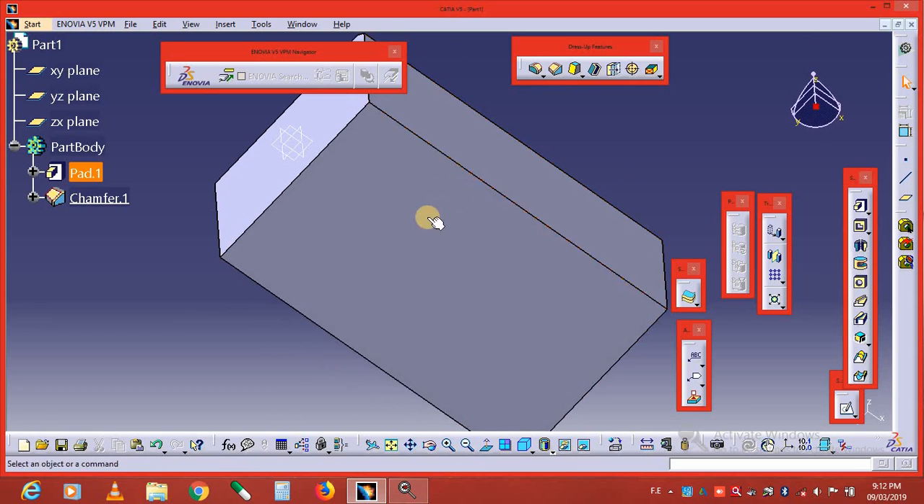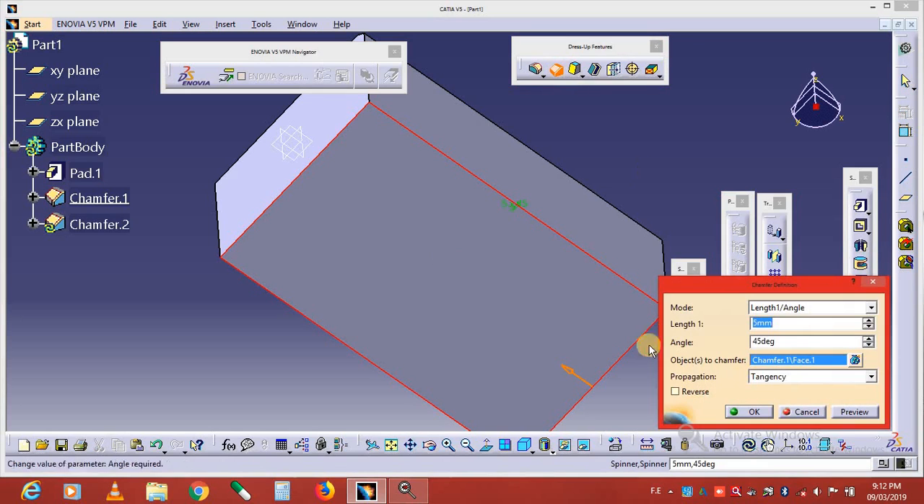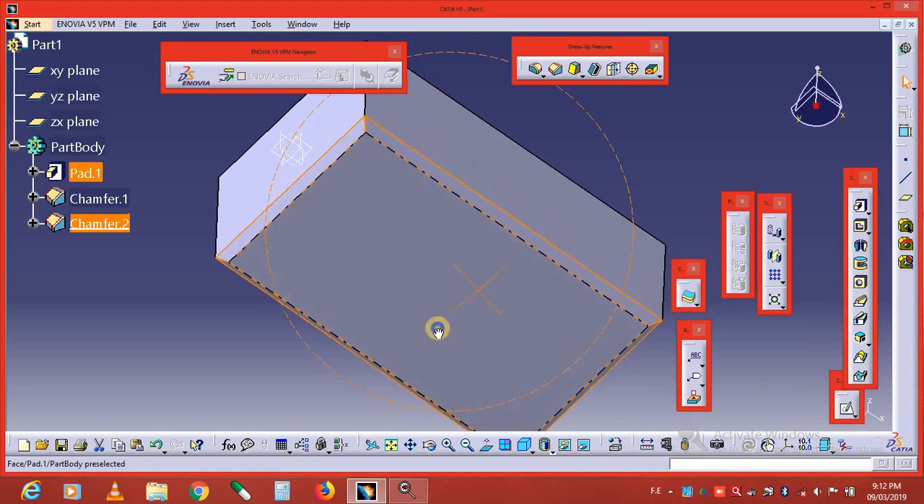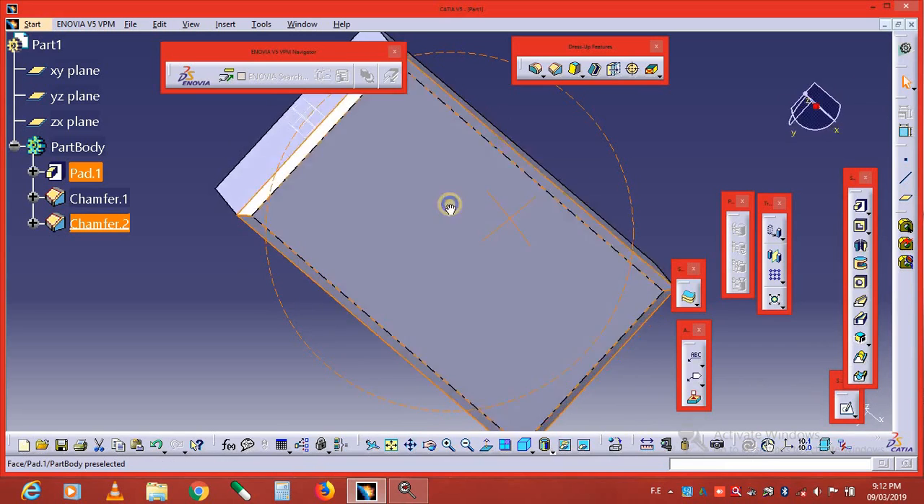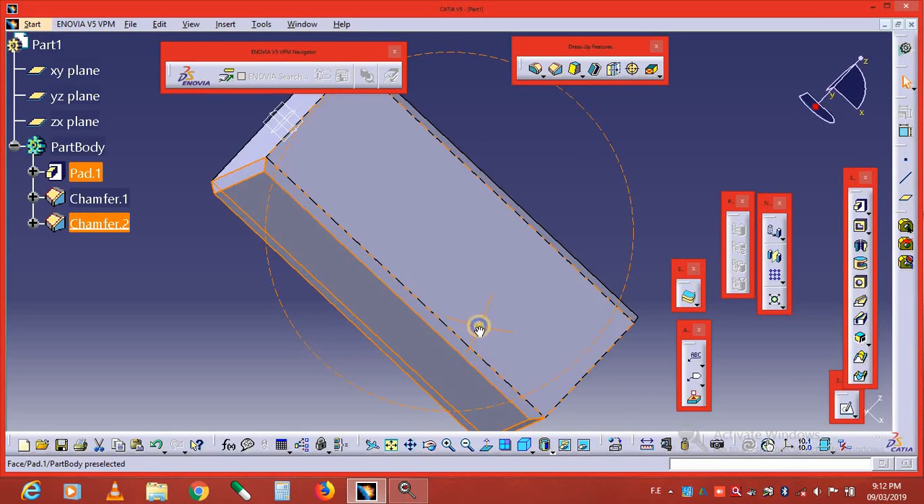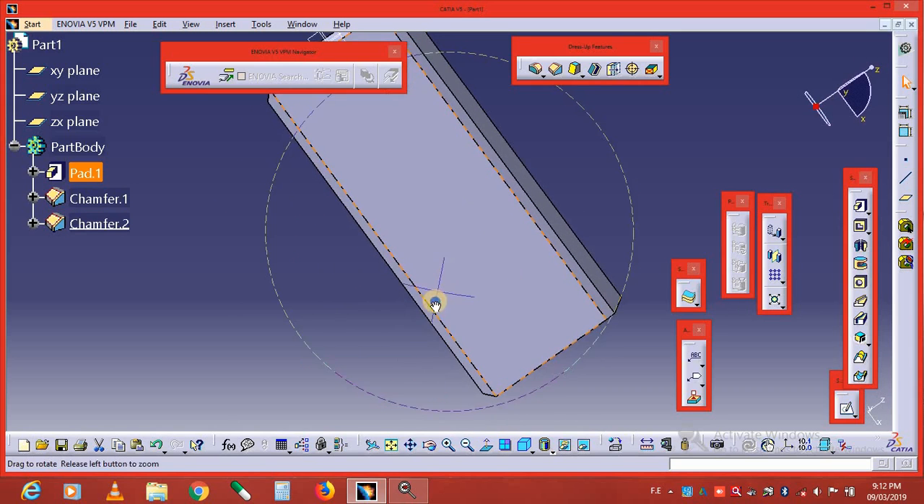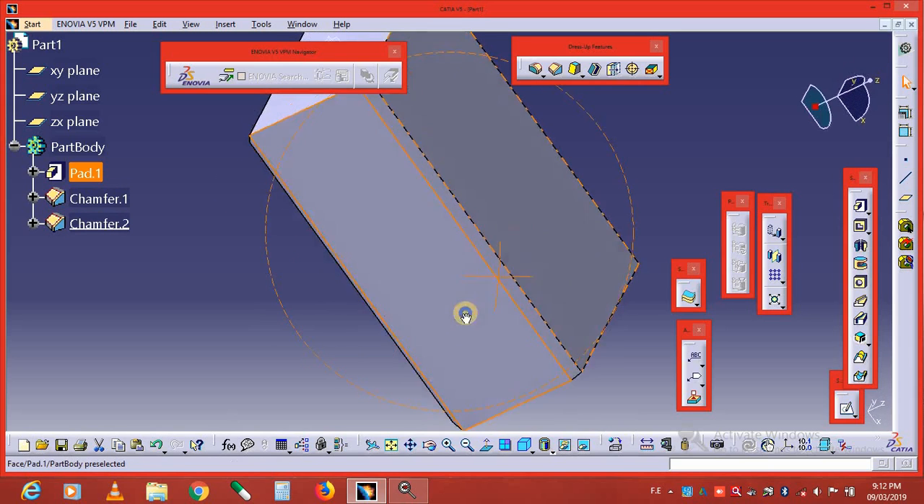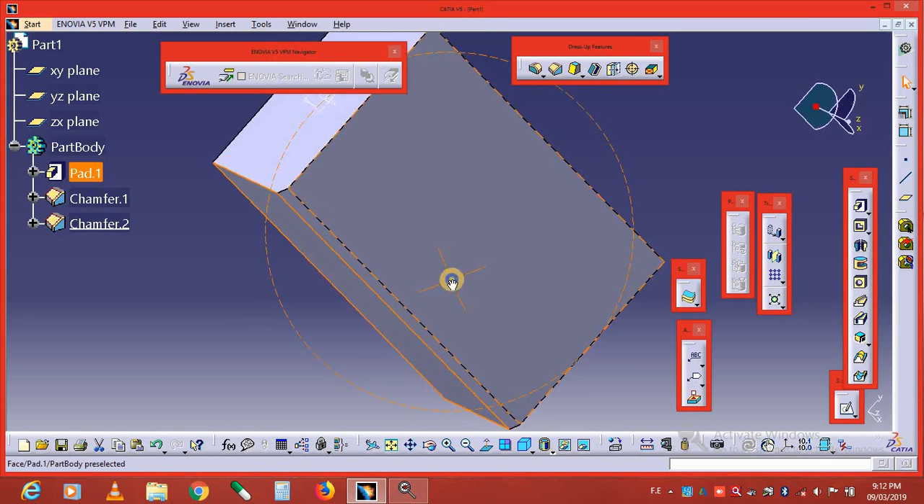So we select the surface and go to the chamfer directly, and all 4 edges are chamfered at a time with selecting the surface. So this is a very interesting and very useful command, chamfer.